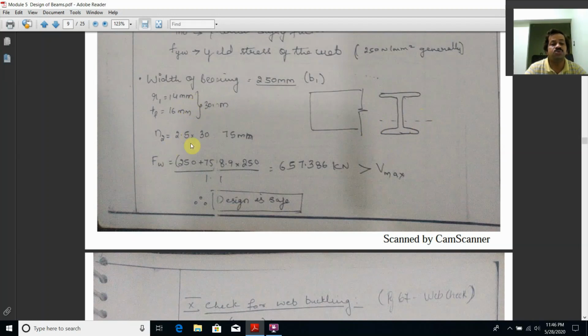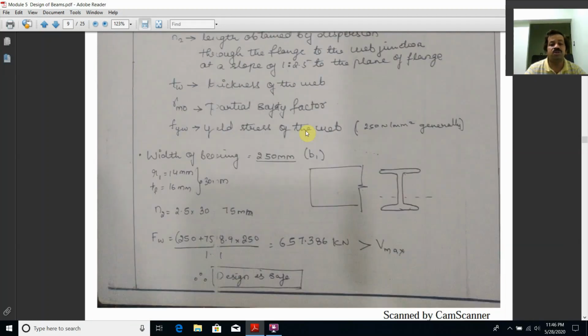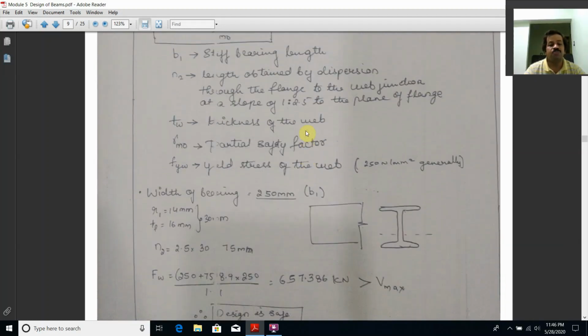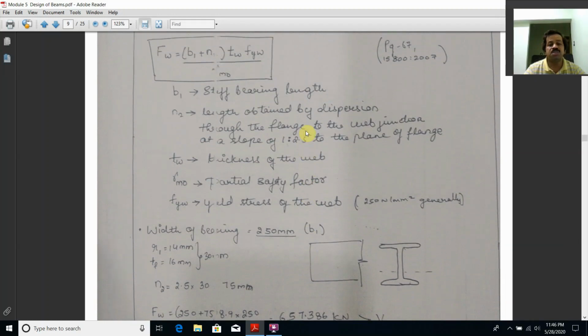Hence N2 is equal to 2.5 into 30, which is 75. That you substitute as 75. This is the thickness of web, and this is the F of phi, and this is the gamma m naught. So 657, which is greater than the actual shear force, hence it is safe against web crippling. This is the procedure adopted as per page number 67.